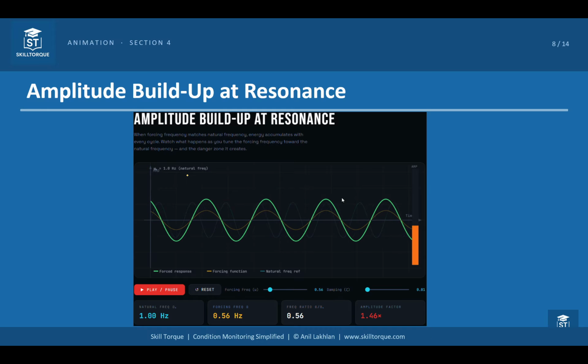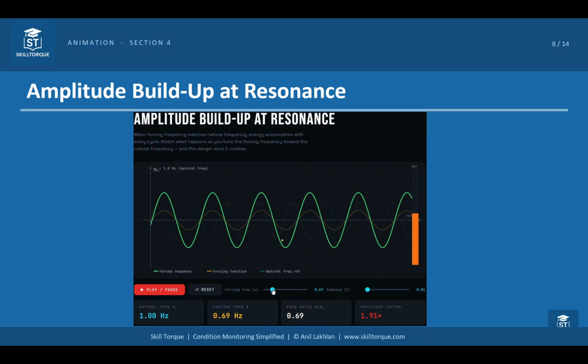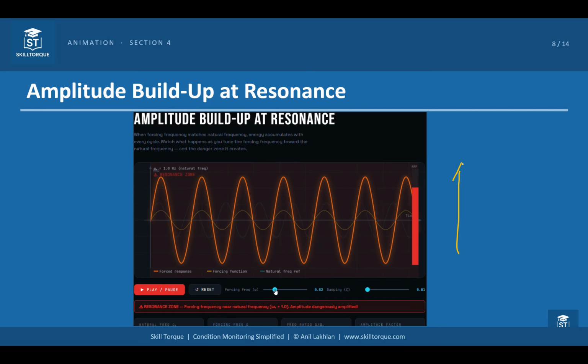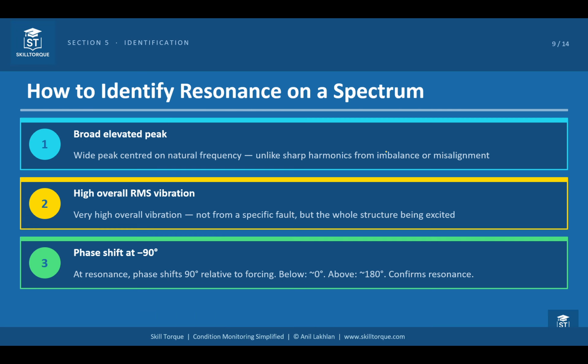So now let's talk about how you actually identify resonance in practice, okay? Because understanding the theory is one thing, right? Knowing what to look for on a spectrum is what gets you the diagnosis, right? First of all, we'll be discussing what you will be seeing in the spectrum. When you take a vibration reading and look at the FFT, or the spectrum, resonance has its own characteristic signatures, okay?